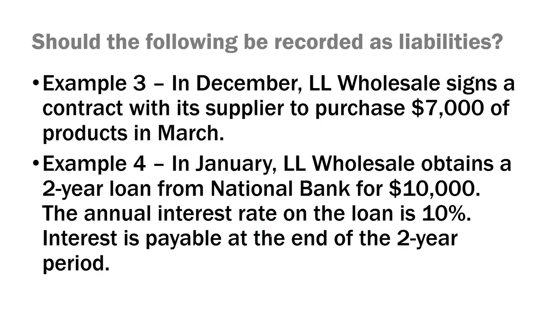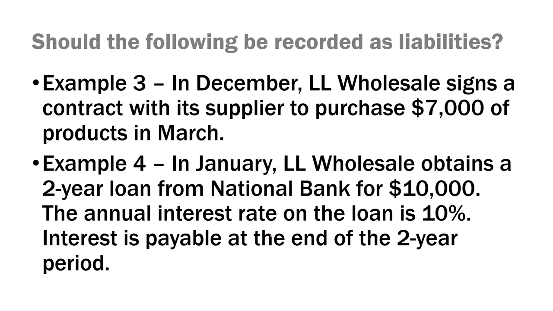A future payment is probable because the company will have to pay back the $10,000. The amount is reasonable to estimate, it's $10,000, and the event causing the obligation has occurred. The company's borrowed the money and received the cash. So in January, the company will record a liability for that $10,000, and they could call it a loan payable.